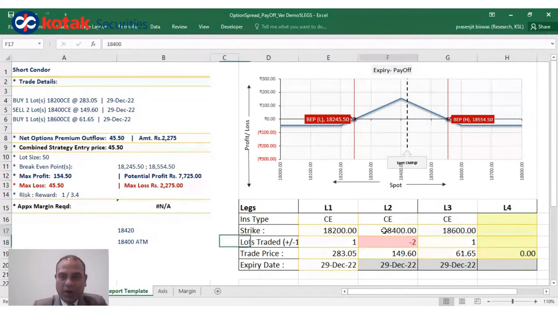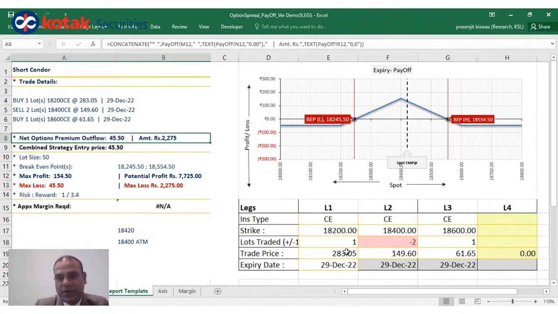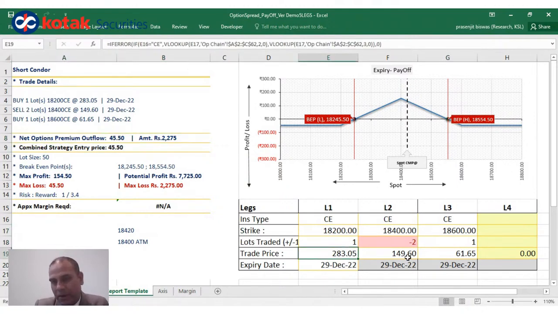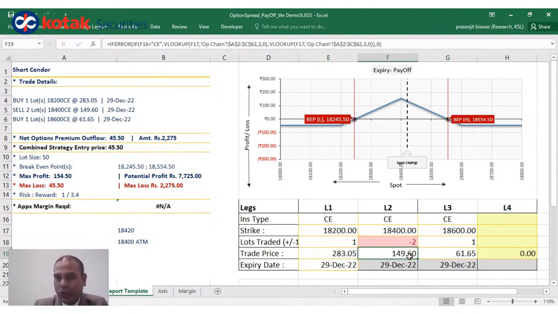So in short, a long butterfly is where I buy an in the money call option, I sell two lots of ATM call option, and I again buy one lot of OTM call option. So effectively, this will be a debit strategy. You see, I have received 149 into 2, so roughly about 300 rupees, but I have paid 283 plus 61. So roughly about 345 rupees is what I have paid. And out of which 115 into 2 is 300. So effectively I am paying 45 rupees.